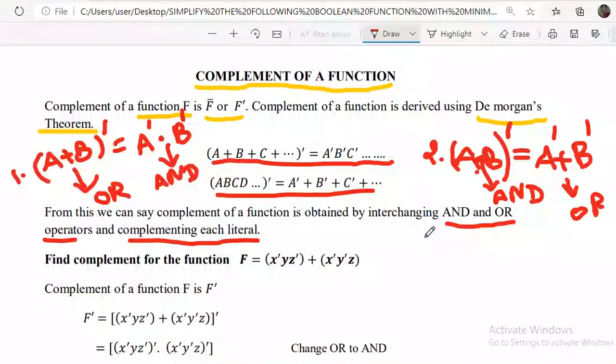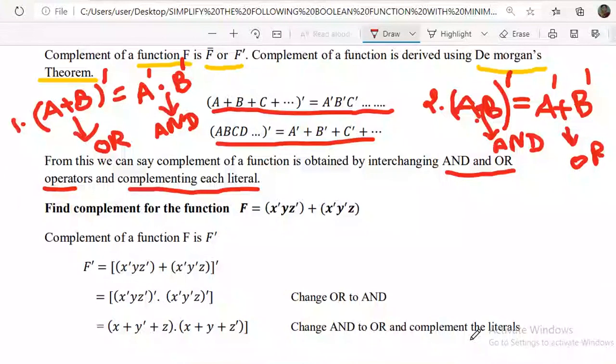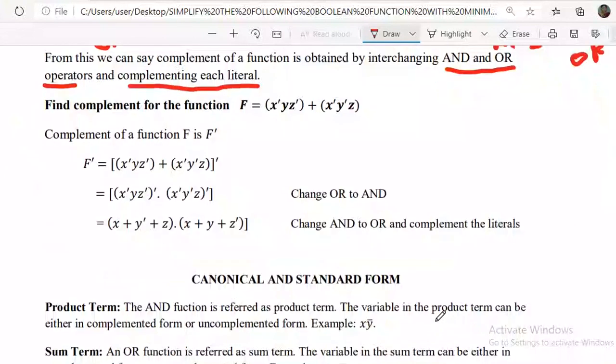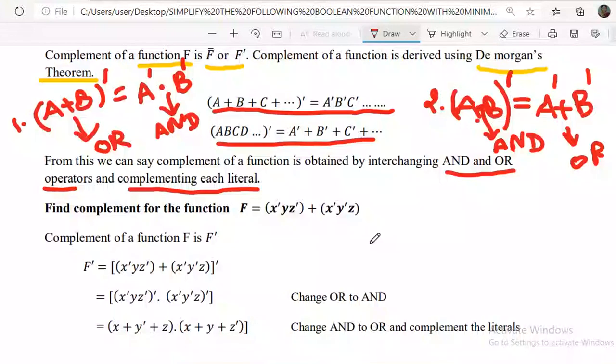Shall we move on to the problem? Yes, ma'am. You understood the complement statement? Do you have any doubt, ma? Okay, so we'll move on to the next. You are able to hear me? Yes, ma'am. You are able to hear me, no?